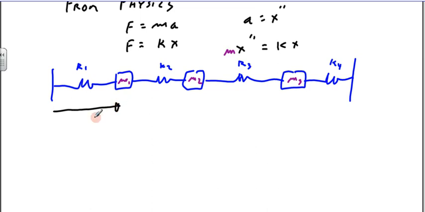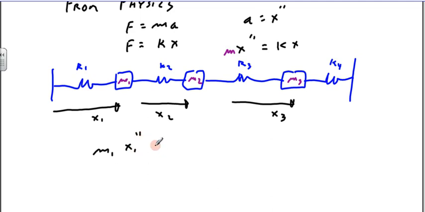x1, and we have some x2, and we have some x3. Okay, and all those things change with time. And then we can say, well, mass 1, x1 double prime is going to be minus k1 x1 plus k2 (x2 minus x1).